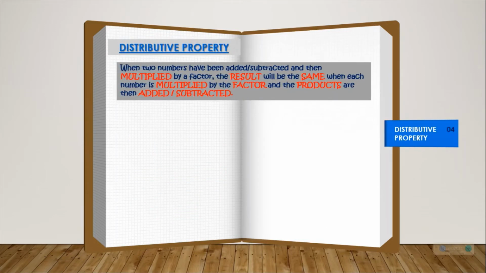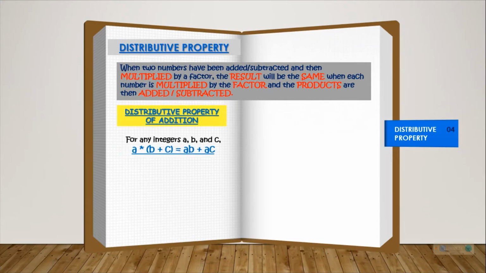Number 4, distributive property. In addition, for any integers a, b, and c, a times quantity b plus c is equal to ab plus ac. For example, 7 times quantity 4 plus 5 is equal to 7 times 4 plus 7 times 5. Meaning, we distribute 7 to 4 and also 7 to 5. So 7 times 4, then 7 times 5, and then we add.